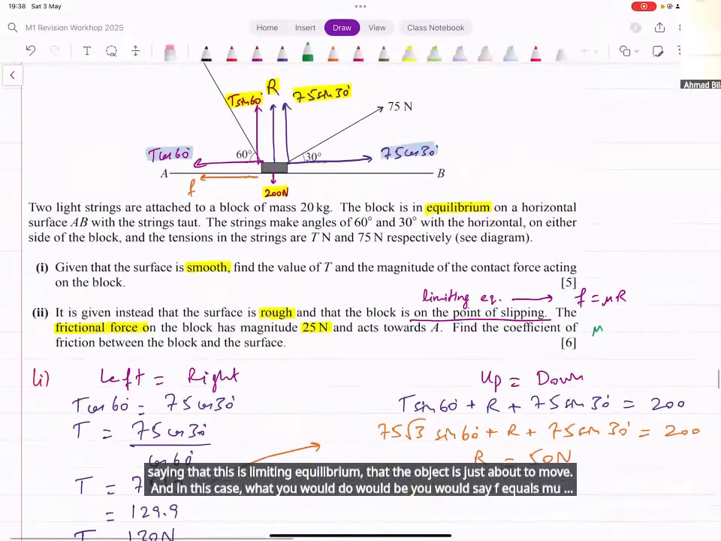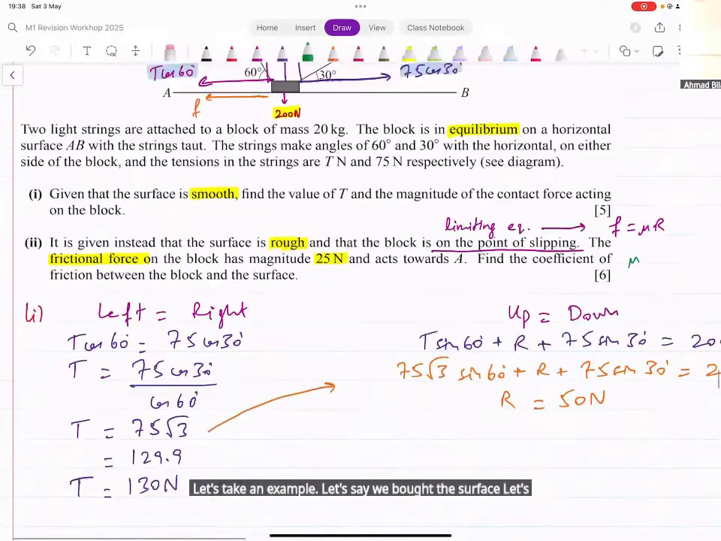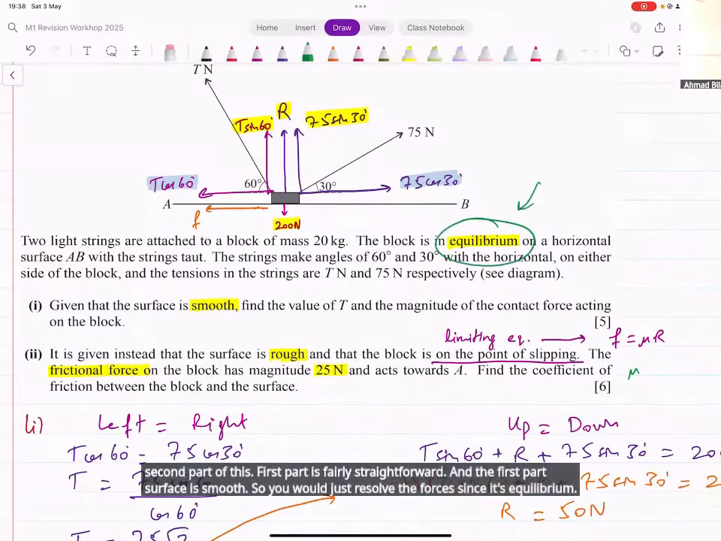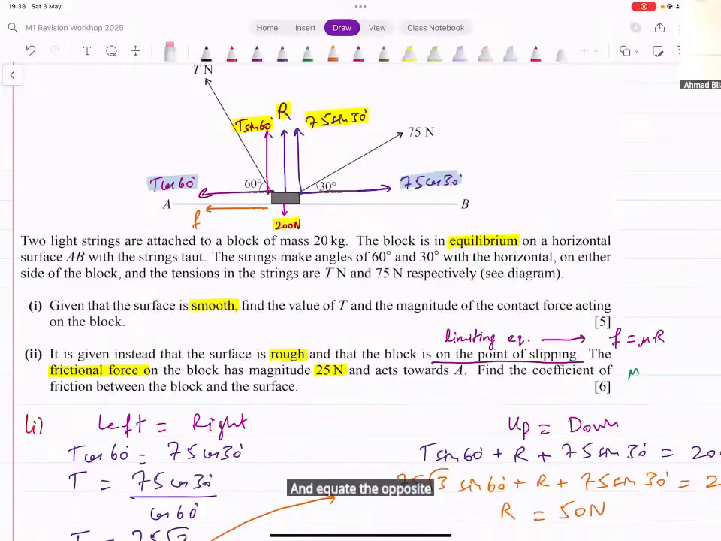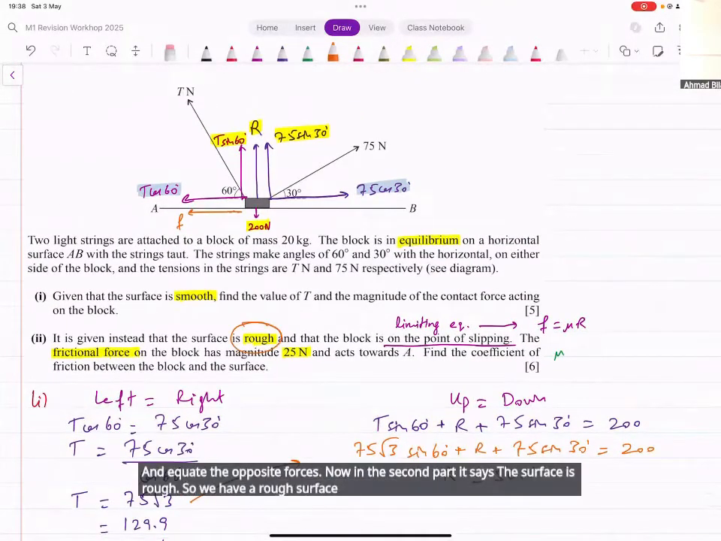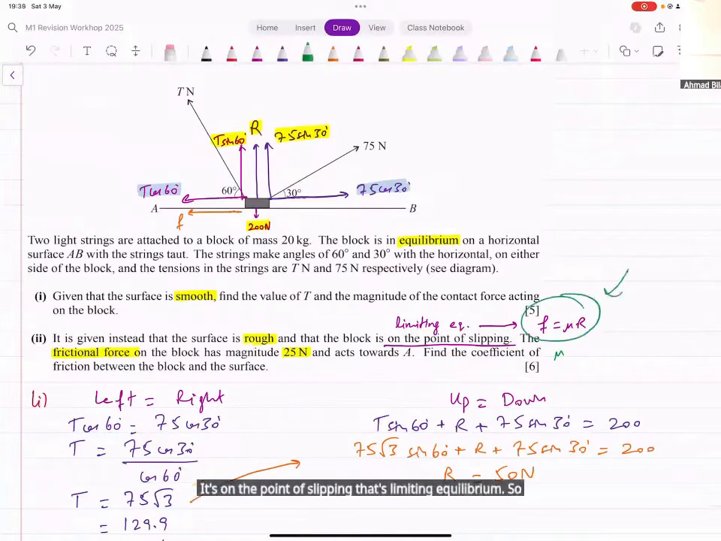Let's take an example. Let's just look at the second part of this. The first part is fairly straightforward. In the first part, the surface is smooth, so you would just resolve the forces, since it's equilibrium, and equate the opposite forces. Now, in the second part, it says the surface is rough, and the block is on the point of slipping. What do we understand from that? It's limiting equilibrium. It's on the point of slipping. That's limiting equilibrium, so F is equal to mu times R.